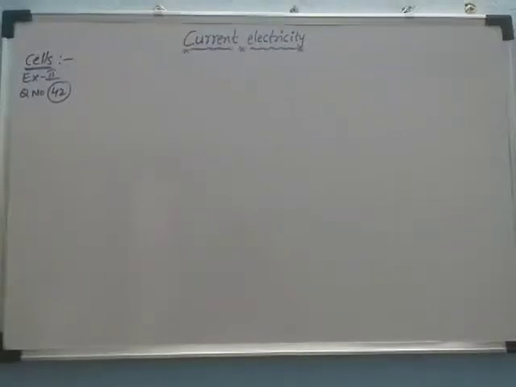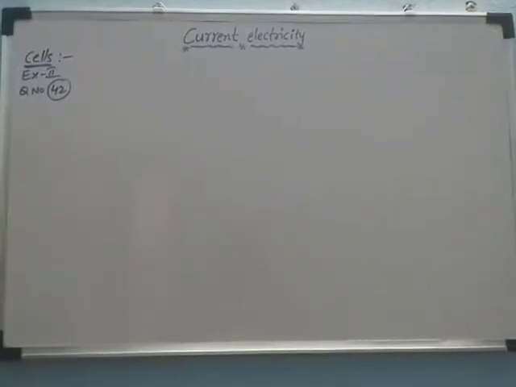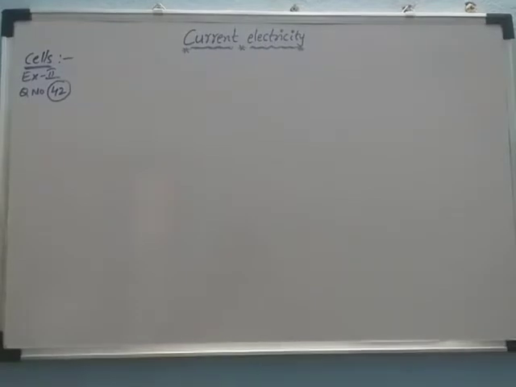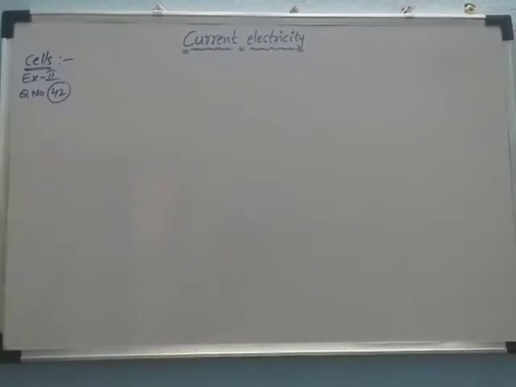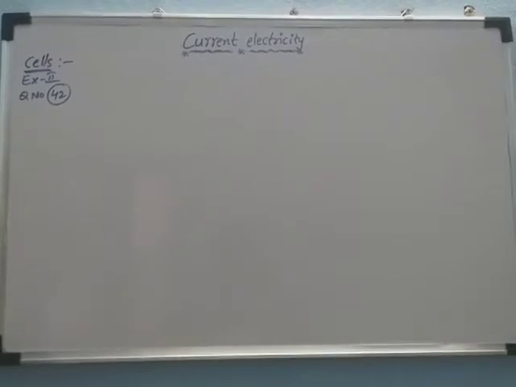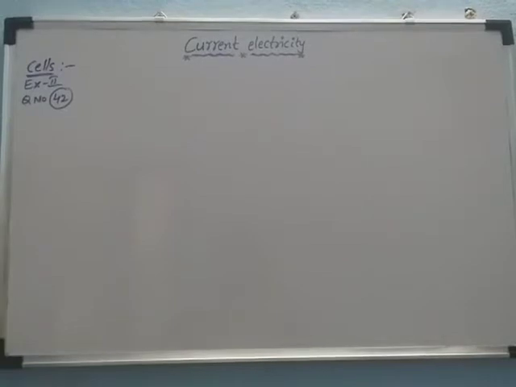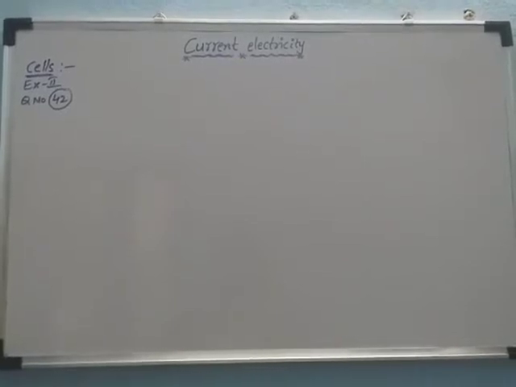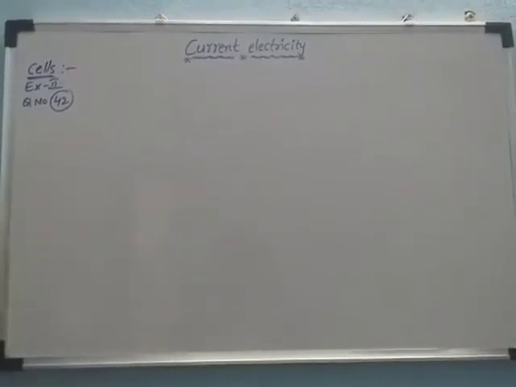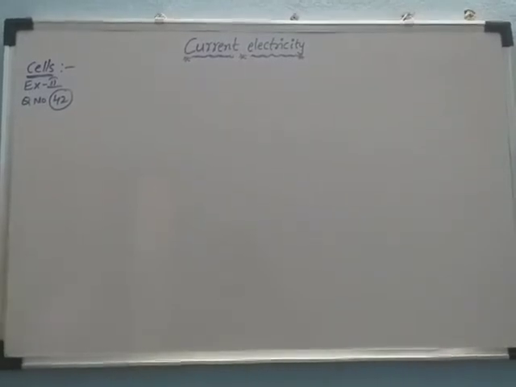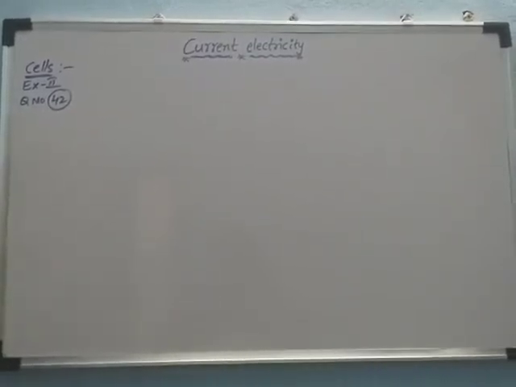So now we're discussing the problems on current electricity. There is exercise 2, question number 42. The internal resistance of a 2.1 volt cell which gives a current of 0.2 ampere through a resistance of 10 ohms. Now, what is given, and how can we find the internal resistance?